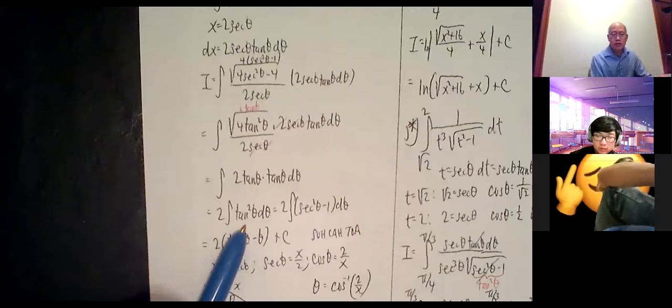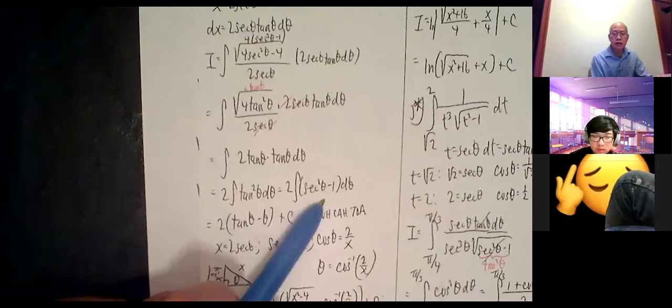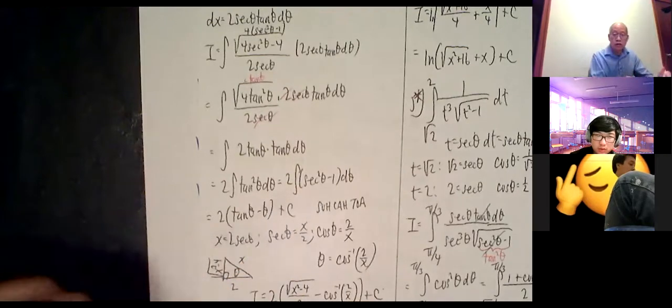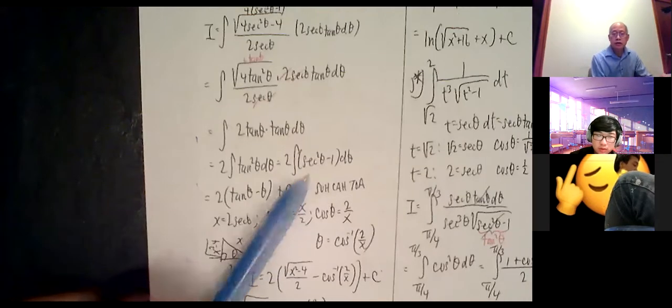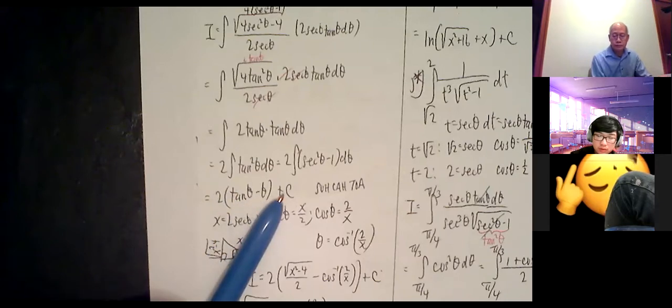Well, we just finished integrating tangent squared theta. Look back in your notes. The trick for that is to make it secant squared theta minus 1. So 2 integral of secant squared theta minus 1. Integral of secant squared is tangent theta minus theta plus c.